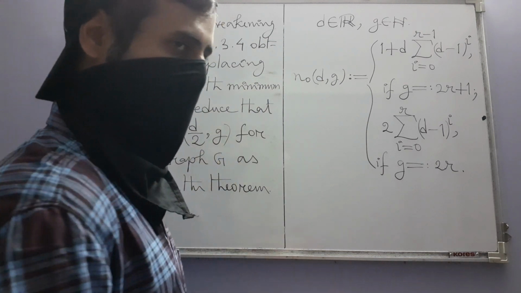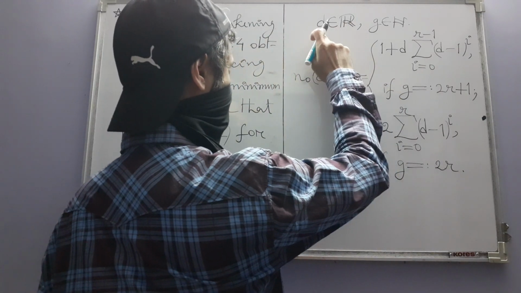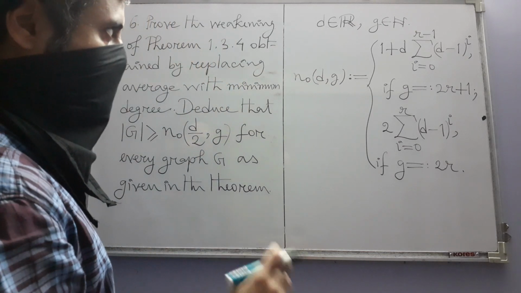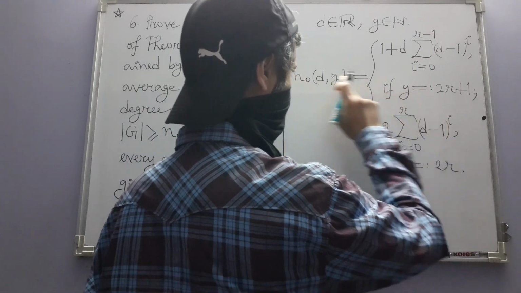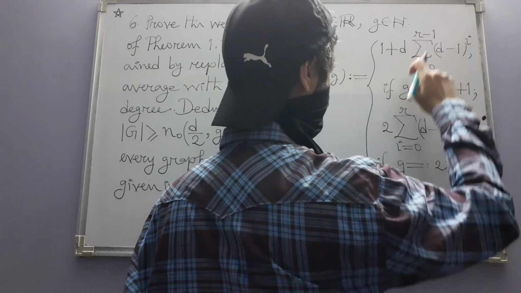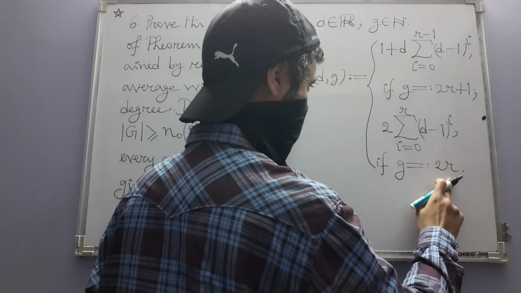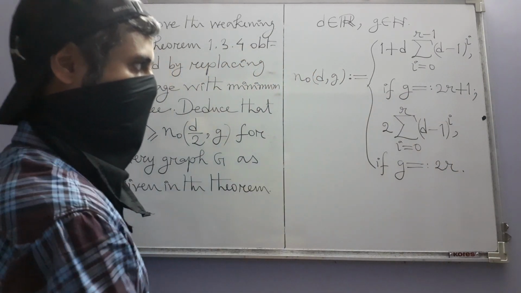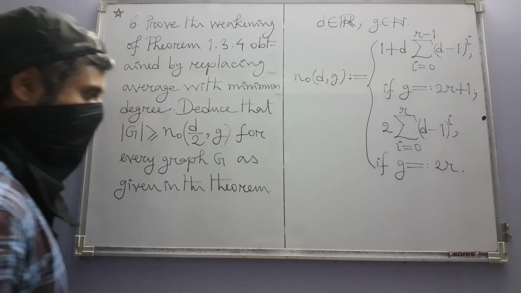And let's just again see what this whole thing is for once. D is any real number and G is a natural number. To be more precise, G is a non-negative integer. If G is odd, then n naught of D comma G is by definition this, where R is G minus 1 over 2. And if G is even, then this quantity is defined to be this, where R is G over 2. Okay, now we state this theorem.